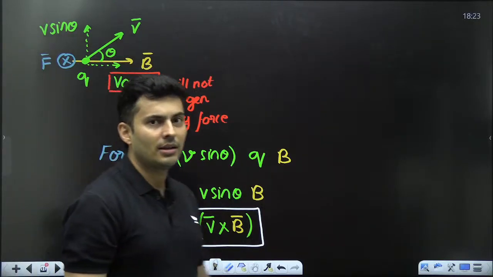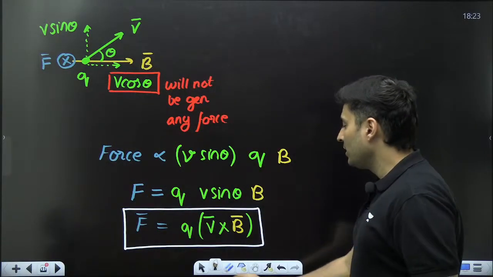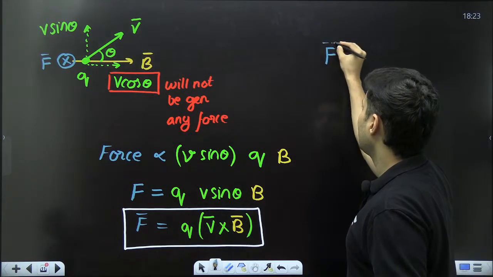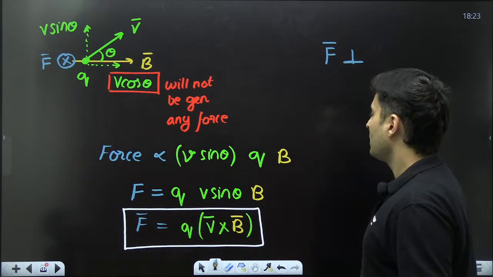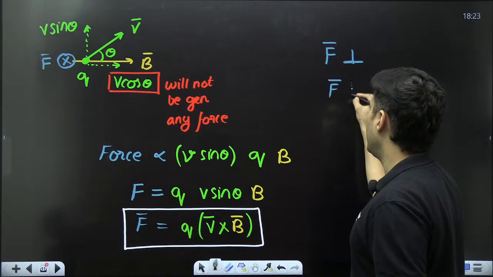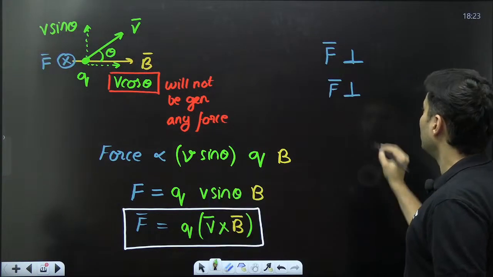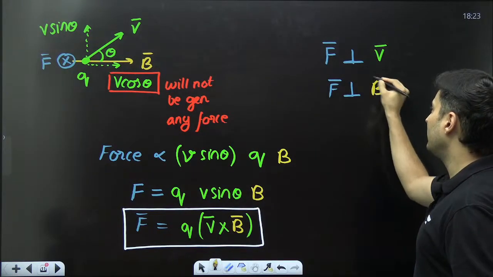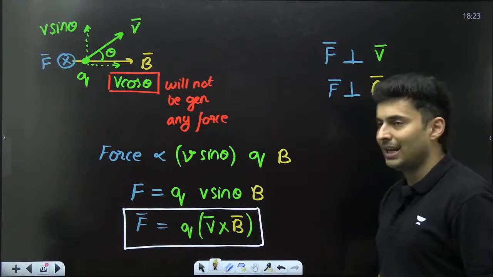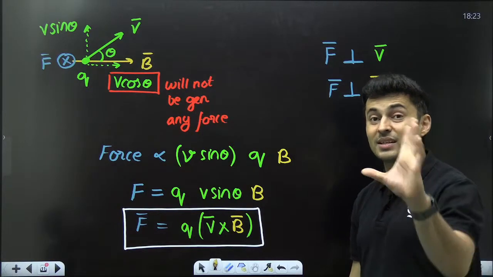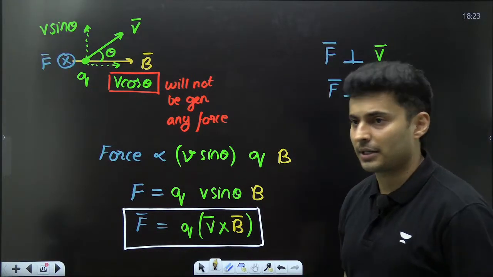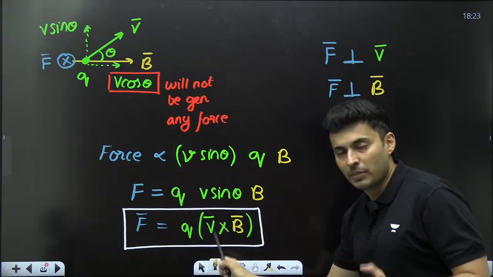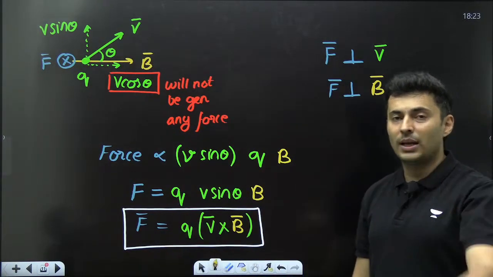Very important equation. Interesting thing to note is that the force is perpendicular to both the velocity as well as the magnetic field. Keep this in mind because it is a vector cross product. So therefore this force will be perpendicular to both velocity as well as the magnetic field.